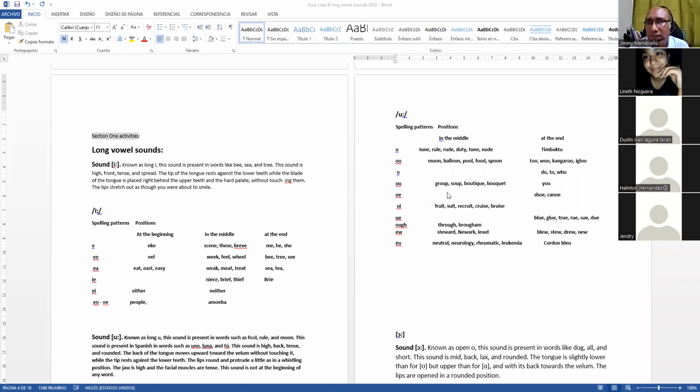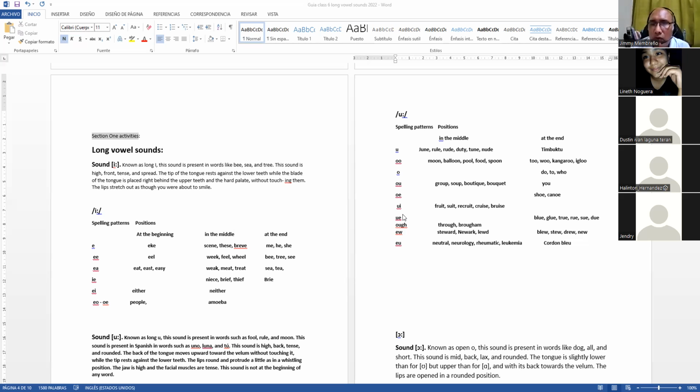So this combination of letters is very important because they tell us what vowel sound we're going to use. In this other one, we have the combination of the letters O and E. But it is only at the end of the word that we pronounce it with the long U sound. For example, shoe, canoe. All right. Shoe. Canoe.